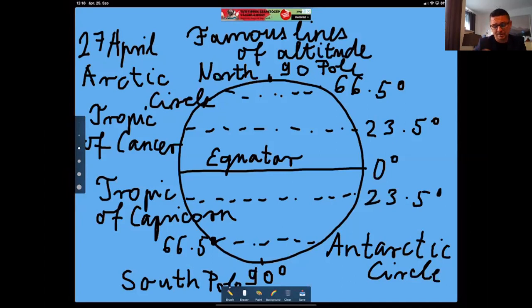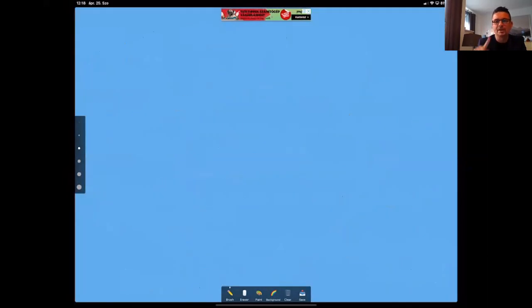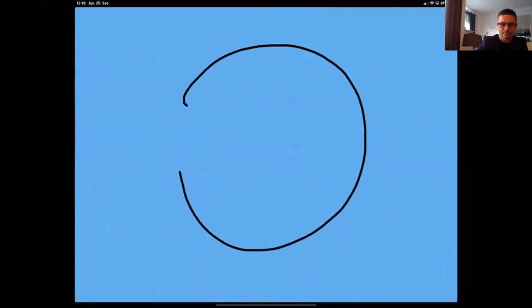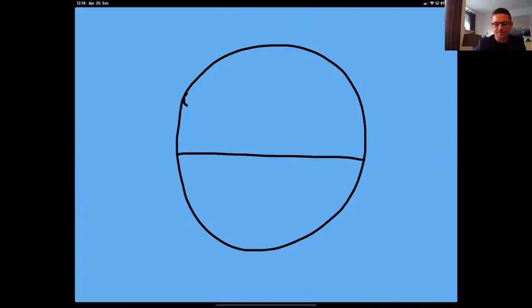But now we are going to continue with something different. I'm just going to clear this whole thing, and you can just draw one more Earth. And this time we can just use all the special lines we had: the Equator, Tropic of Cancer, Arctic Circle, and the Tropic of Capricorn, and the Antarctic Circle.